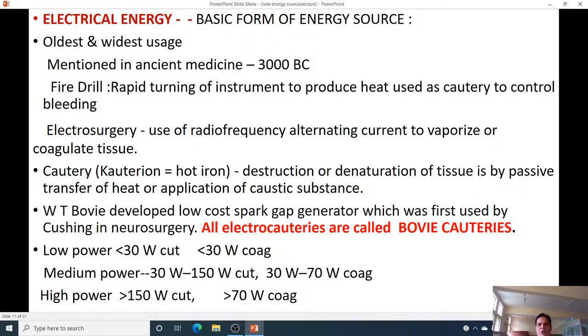So what are the basic forms of energy source? You just remember it, okay? Energy source started from 3000 BC. That doesn't mean that electricity was invented in 3000 BC.